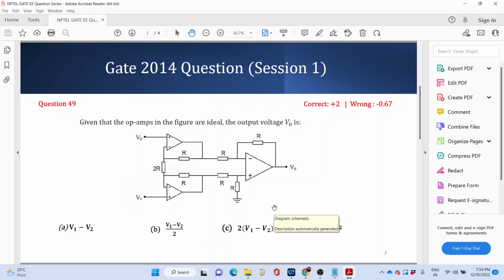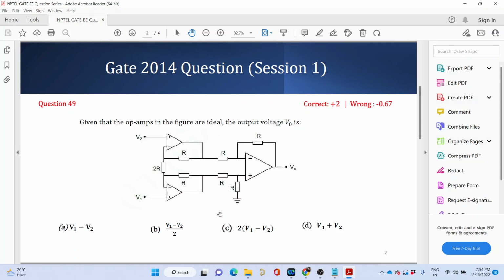Sir, I just tried, at the output of the op amp the R is grounded, so I didn't consider V1. I only considered V2, so that's how I ended up with the answer, but I don't think it's correct. Why is there no reason to consider V1? I didn't get you. Anyways, let us discuss.